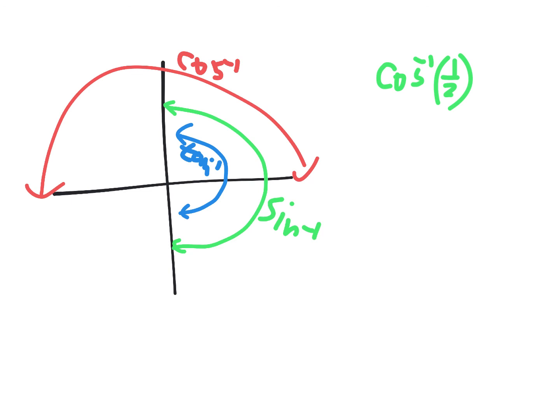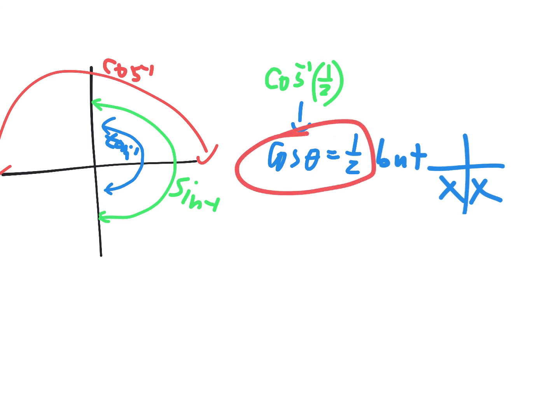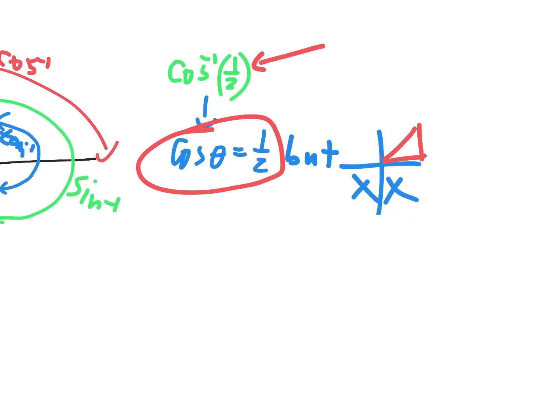Okay, then this guy gets rewritten as cosine of some angle is equal to 1/2. But it only can be in the upper two quadrants. That's the big but. See, this would normally have two answers. But because it's inverse trig, there's always only one answer. So then it goes over here because it's positive. Adjacent, hypotenuse, square root of 3. What's across from square root of 3? Pi over 3. So there's my answer.